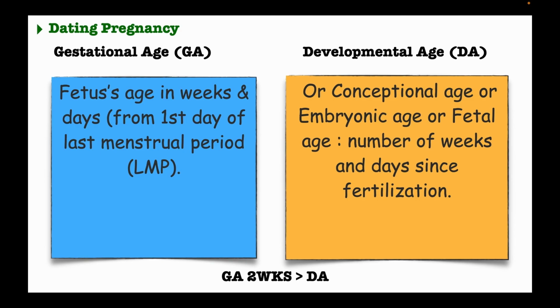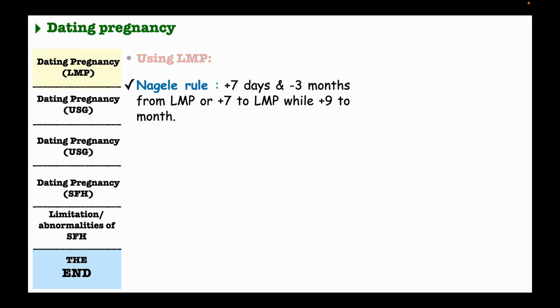Now, we are going to look at three main methods which we can use in dating pregnancy. And so the first one we are going to look at is using the LMP, that's the last menstrual period, in dating pregnancy. Now, if the woman has regular menstrual cycles, then we can date from the first day of the last menstrual period. And so we classically use the Nigel rule to calculate the estimated date of confinement or the estimated date of delivery. And this Nigel rule assumes a 28-day cycle.